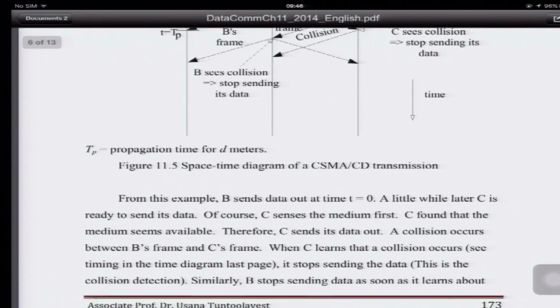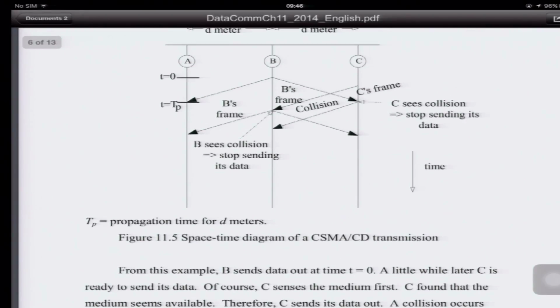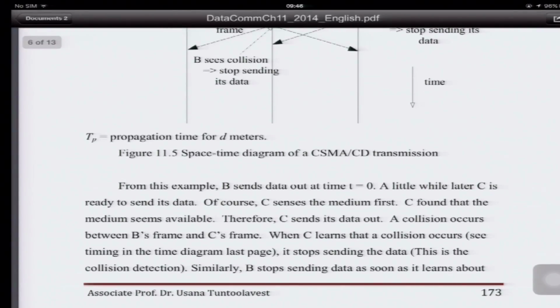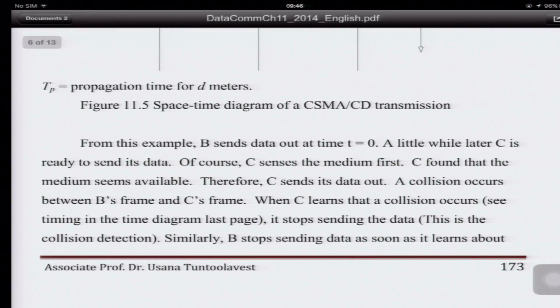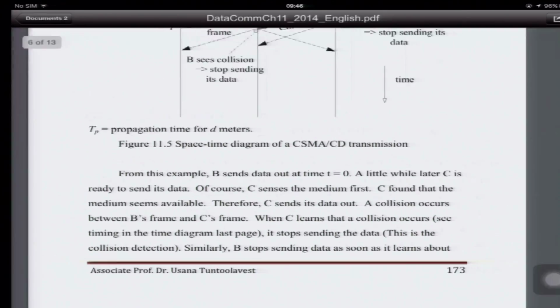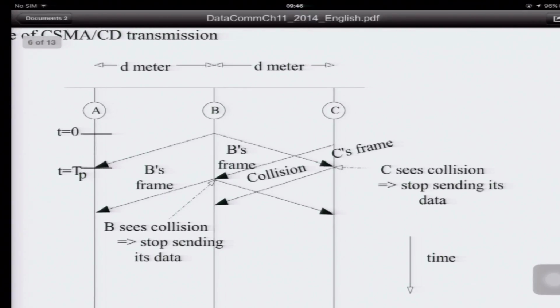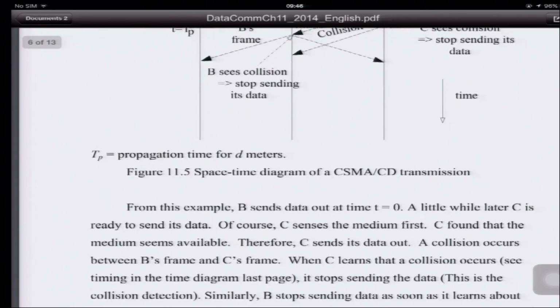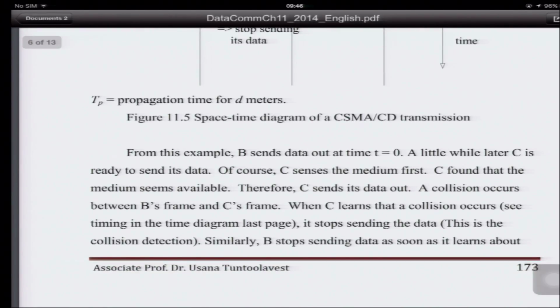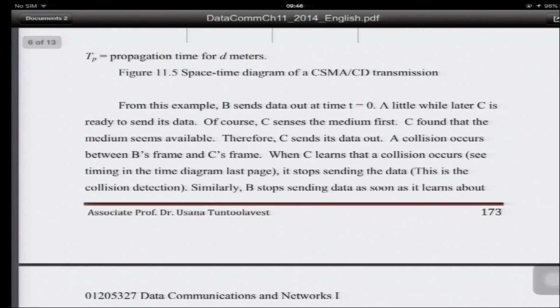In the sheet, you can see that there is an example explaining that B is sending at time t equal to 0, and then a little while later, C is ready to send. It senses the medium first and finds the medium available. This is what I was telling you about. So C sends data out, and a collision occurs between the B frame and the C frame. Between the location of B and C, they start to collide. When it learns about the collision, it stops sending the data.